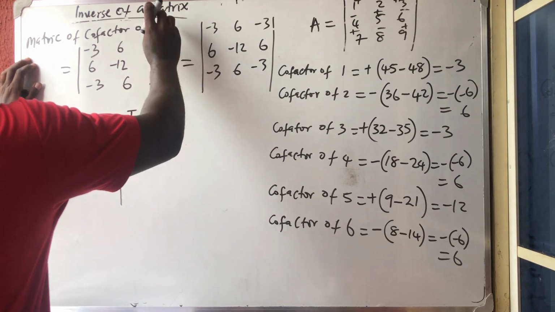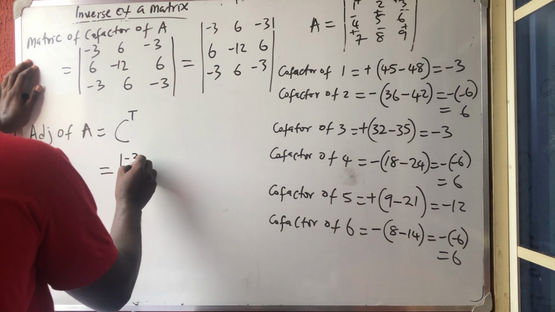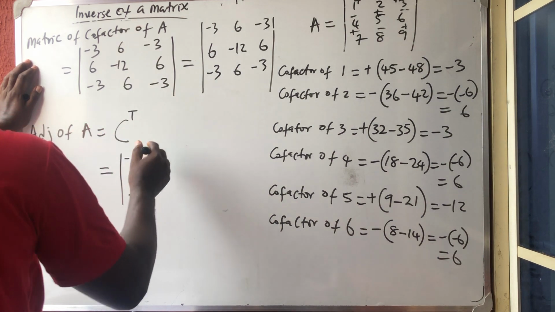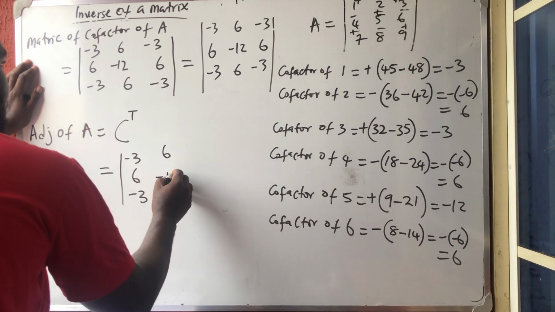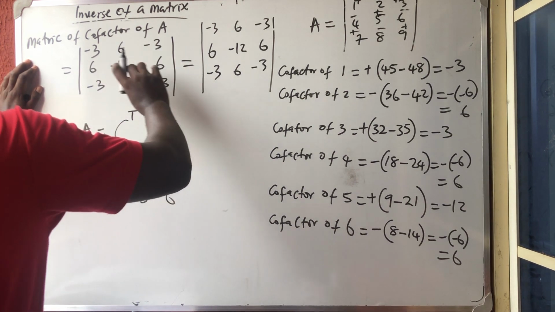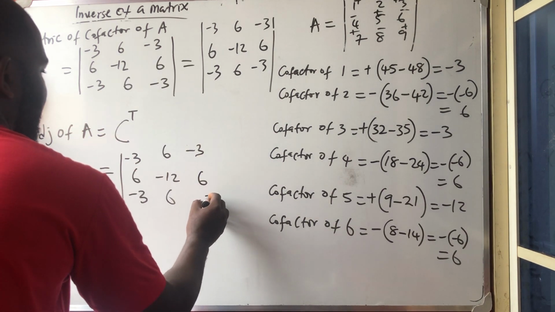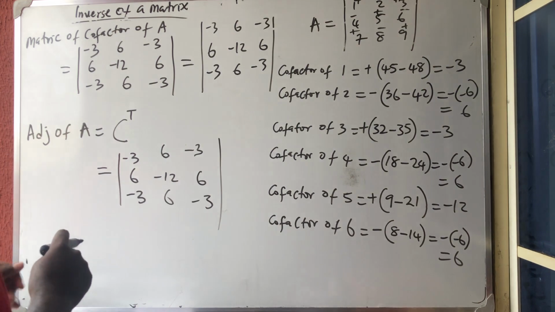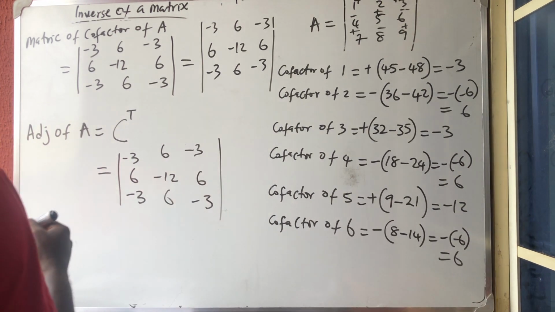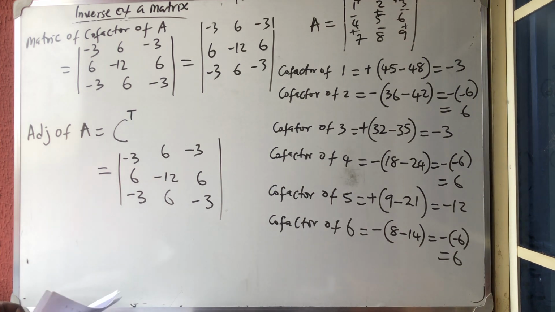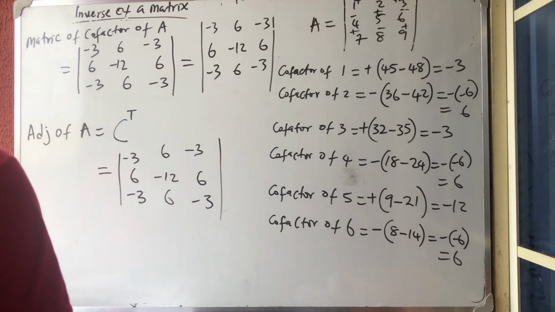So if I carry these now, bring it down, it will now be minus 3, 6, and minus 3. Carry the other row again, bring it down to have 6, minus 12, 6. The last row, bring it down, have minus 3, 6, and minus 3. So that is the transpose of the cofactor, which is called the adjoint.